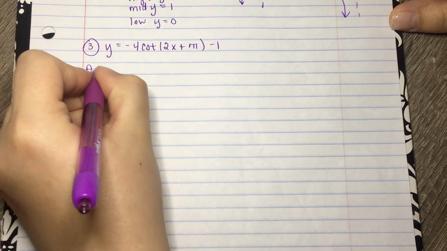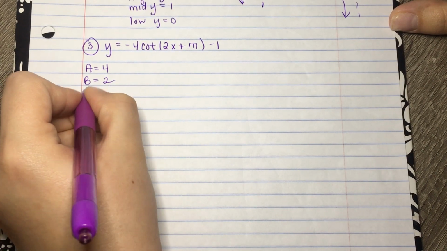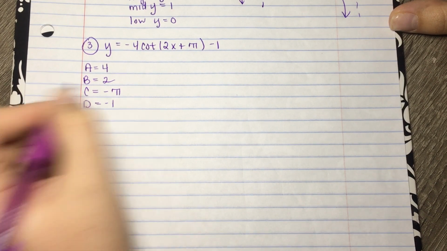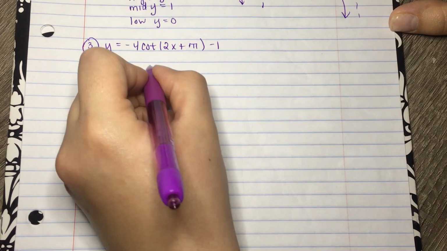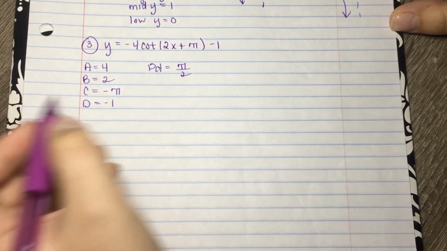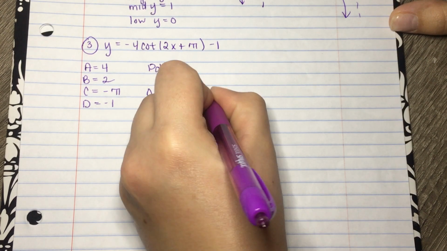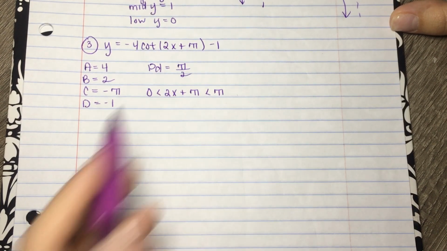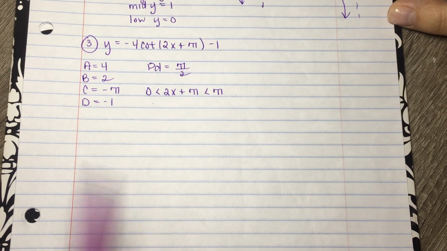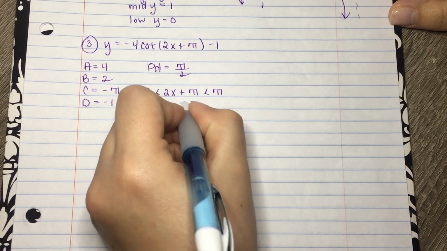And that's starting out by listing out all of our variables. Keeping in mind that our A is the absolute value, our B, C, we have to take the opposite sign on the inside, and there's that D, that minus 1. All right, our period is going to be pi over b, so that's going to be pi over 2. And then now we're taking everything inside parentheses and we're setting it between 0 and pi. Now, if it was a tangent graph, we would set it between negative pi over 2 and positive pi over 2.